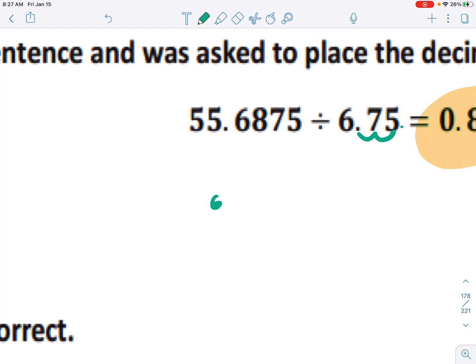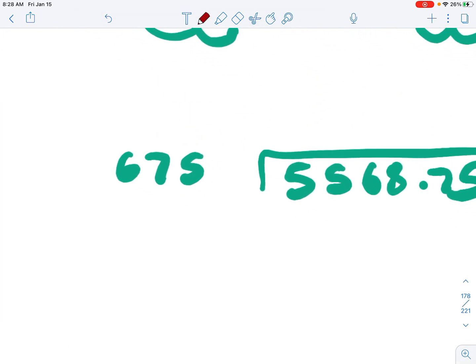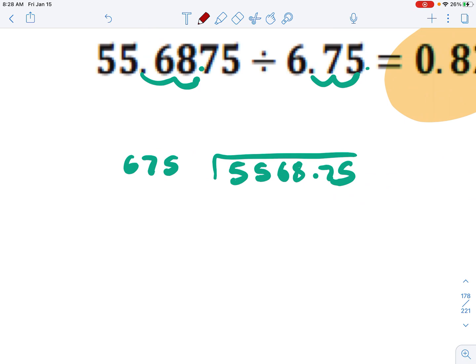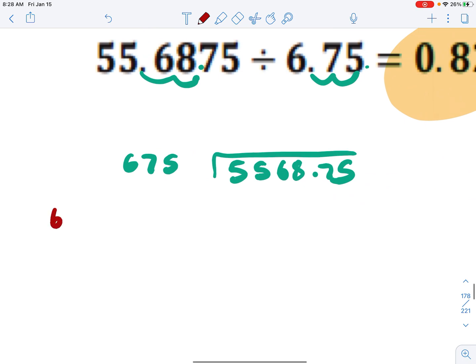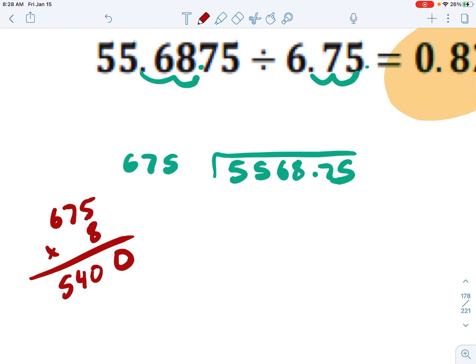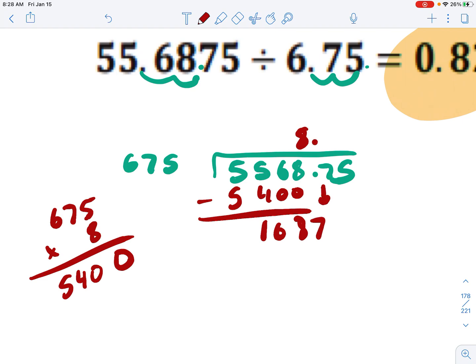I'm going to move the decimal twice to the right in the divisor to make that a whole number. So I need to do the same thing in the dividend. So my new problem turns into 5,568 and 75 hundredths divided by 675. Okay, 675 is going to go into 5,568 8 times. Okay, and this is going to come out to 5,400. Going to subtract this, and it comes out to 168. Bring my decimal straight up and drop the 7.